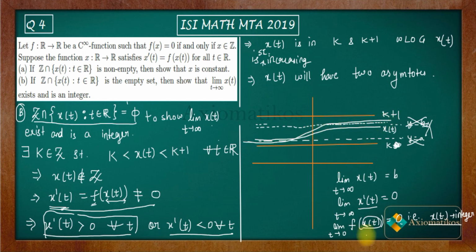Are you getting my point? From this we proved that the asymptotes will be only k and k+1. So what is the meaning of k and k+1 being asymptotes? It means that the limit as t goes to infinity, x(t) exists and it's an integer. So this is how we can show your part B also. It's a little difficult question to prove in an exam, but if you think about those things graphically, you will end up with all of these conclusions that I made here. All right, so thank you.